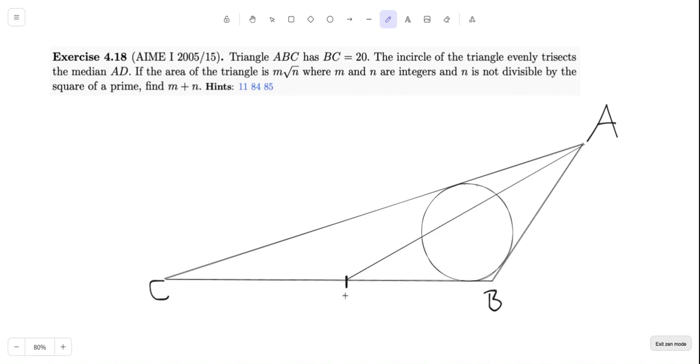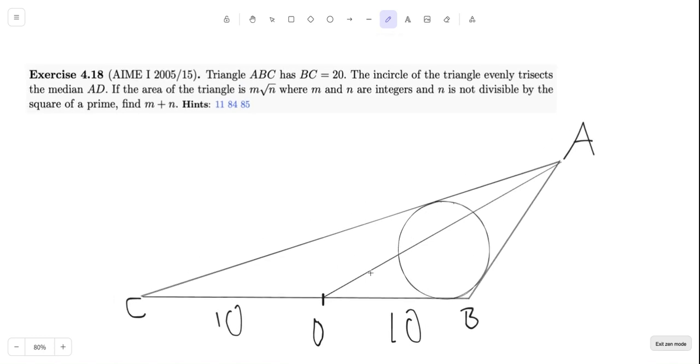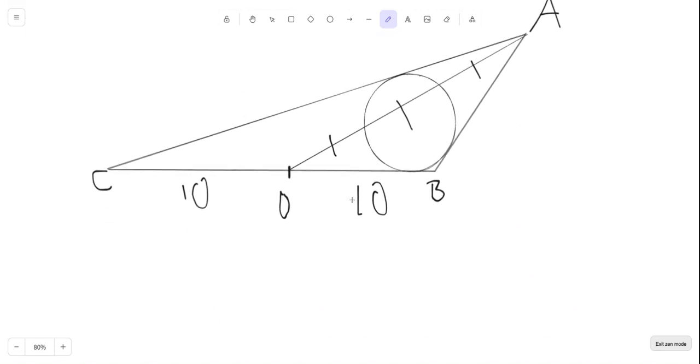Since BC equals 20, this splits it into two line segments of length 10. If it trisects the median, then these three lengths are equal. That's all it means. The area of the triangle, so we have to find it basically, that's all.